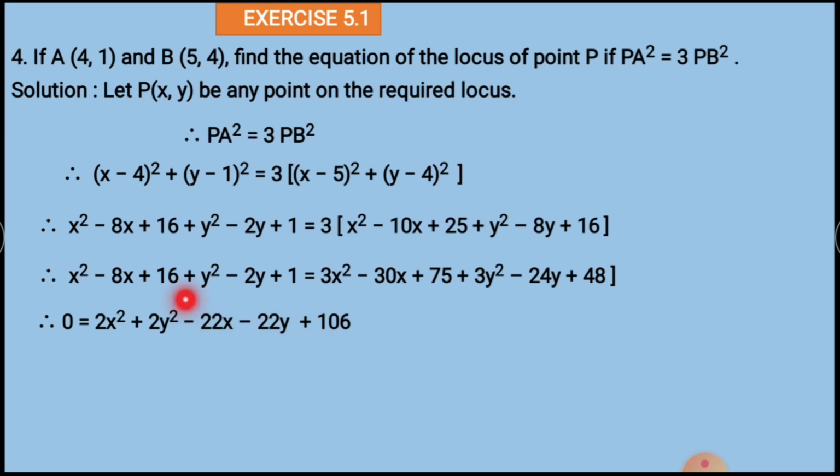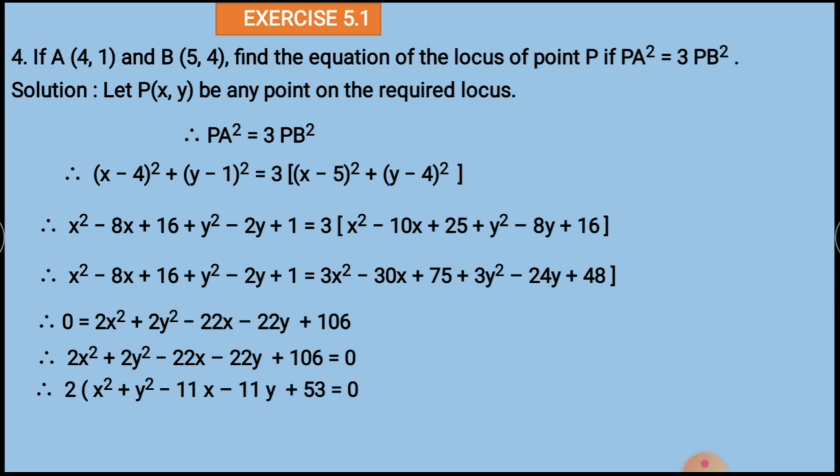Then we write this 16 plus 1 that is 17, then 75 plus 48, and after transferring this 17 to right hand side we get 106. So taking 2 common from each term. So first we write left hand side in interchanging form, that is in right hand side. So we write this as, now take 2 common here.